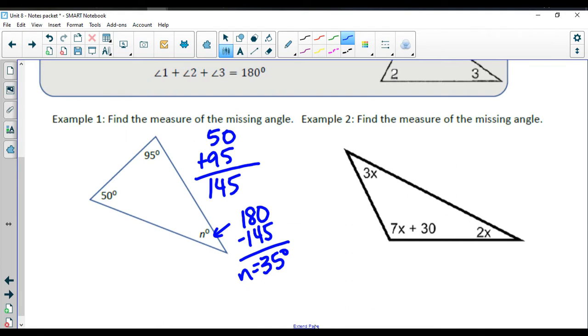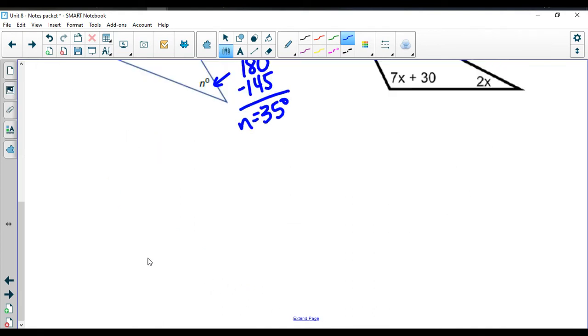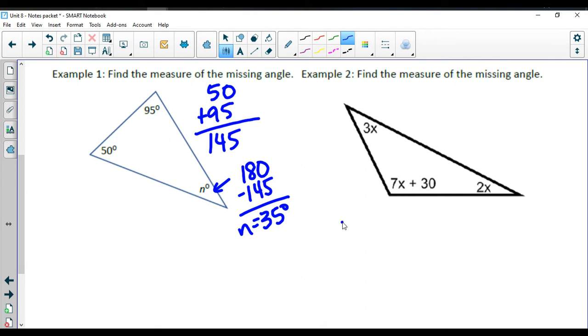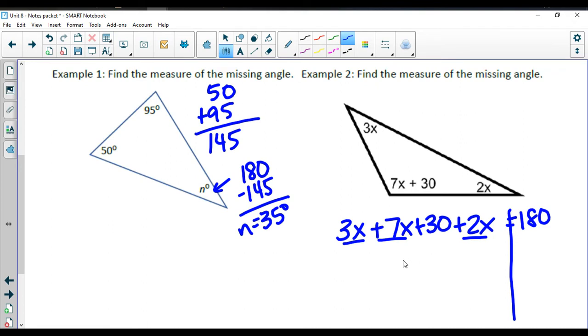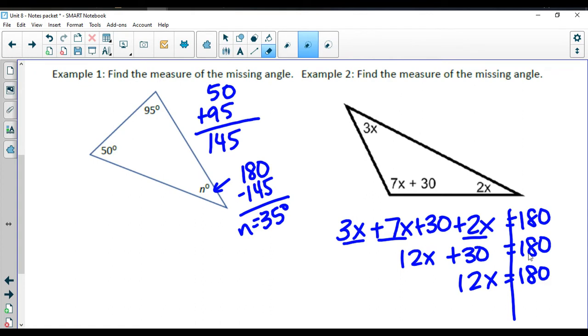When we look at one like this, it's a little bit more complicated, so we are going to have to write an equation. We're going to add up the 3 angles. So we have 3x, we have 7x plus 30, and we have 2x, and they're going to add up to be 180. Combining your terms here, you're going to have 12x plus 30 is equal to 180. Taking away that 30, you're going to be left with 12x is equal to 150. Dividing through by 12, I'm going to get that x is equal to 12.5 degrees.